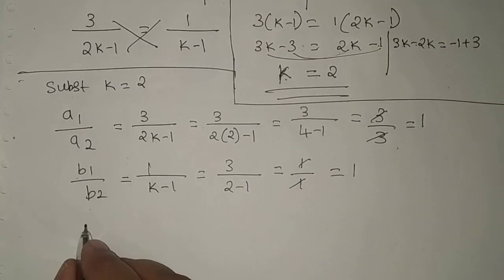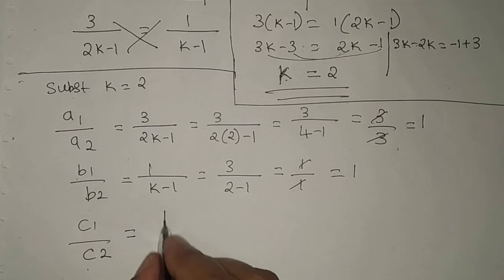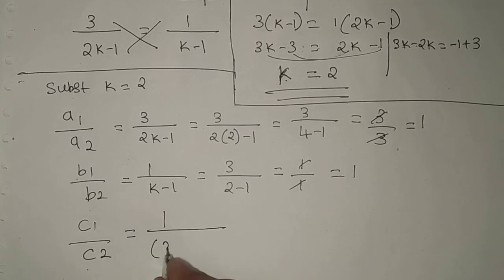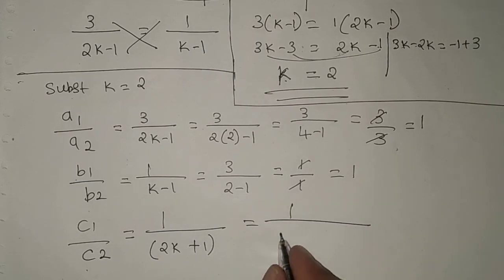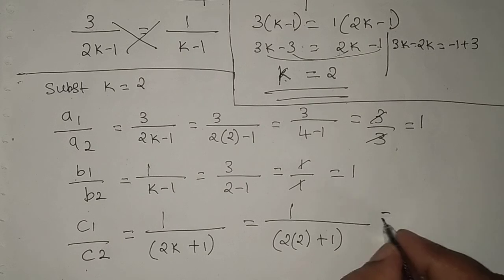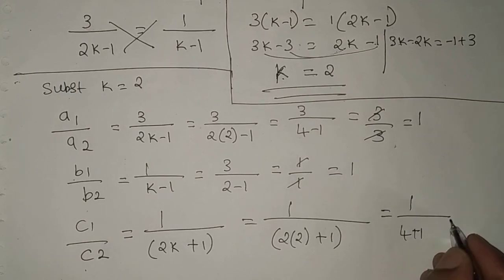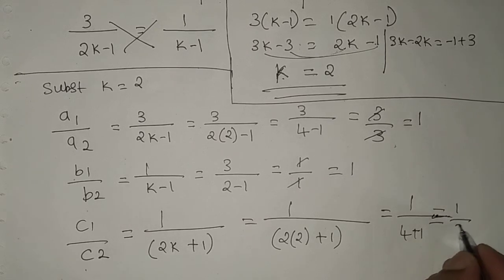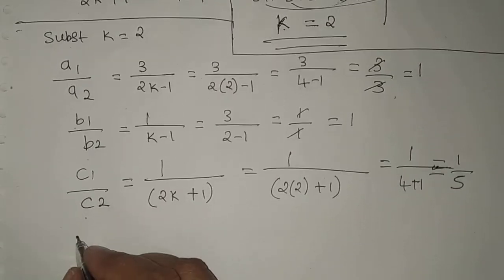So now the last one is C1 by C2. C1 we have minus 1, so 1 by 2k plus 1, which is equal to 1 by 2 into 2 plus 1. Therefore 1 by 4 plus 1, which is equal to 1 by 5. So these are the three values we got.